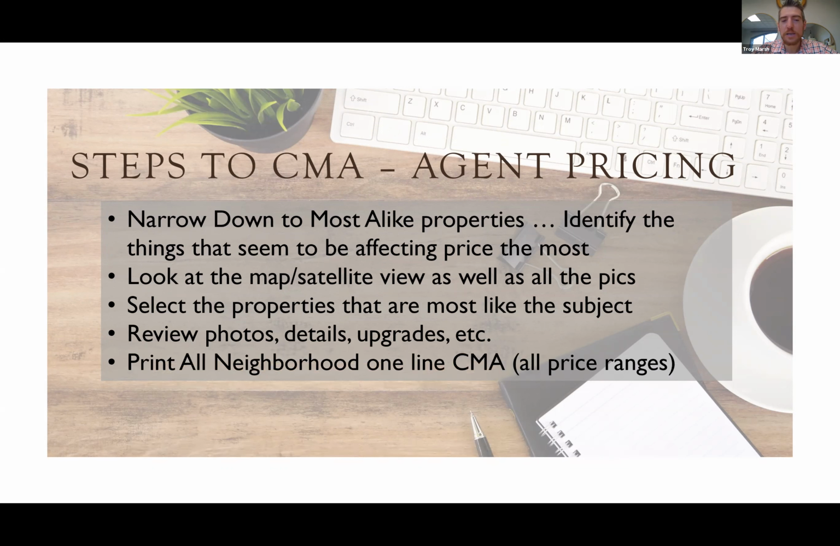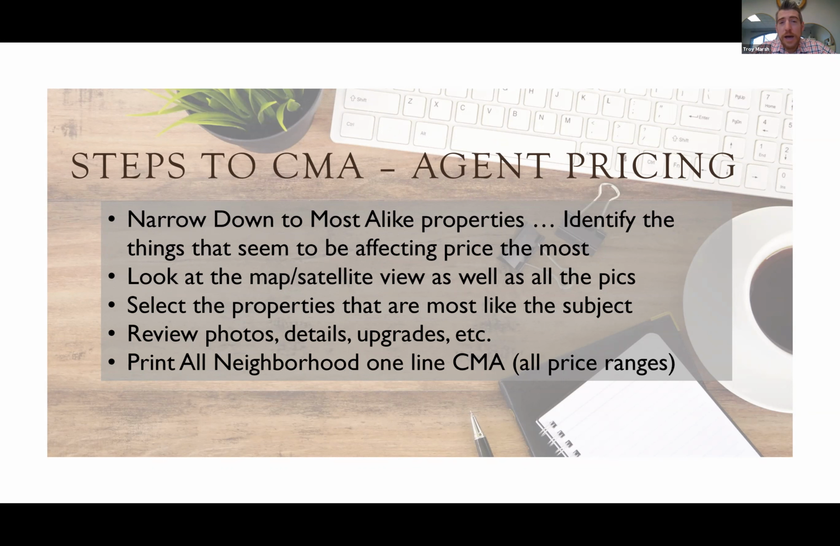And the last thing I do is I also print the entire neighborhood. So even if I've narrowed the comps into ranch properties, I'll print every house that's sold in the neighborhood on what's called the one-line CMA. If you go on the MLS and click the CMA button, there's a drop down with several options, and it's called the one-line CMA.